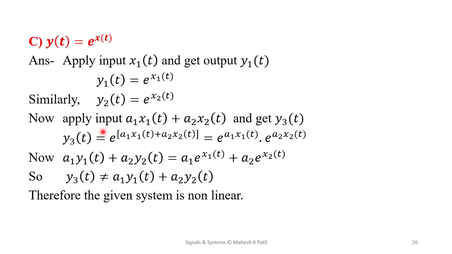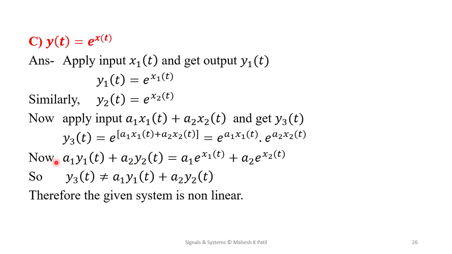Now apply a combination of inputs, that is a1 x1(t) plus a2 x2(t), and get new output y3(t). So this y3(t) is equal to e raised to a1 x1(t) plus a2 x2(t). If I simplify this, I will get e raised to a1 x1(t) into e raised to a2 x2(t).